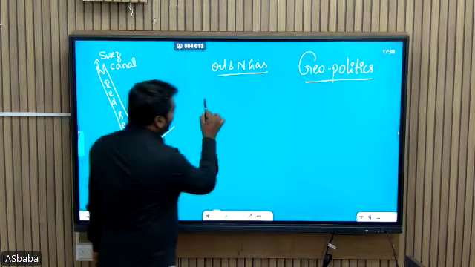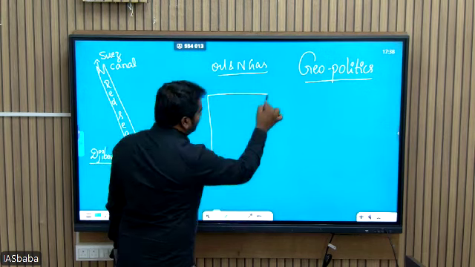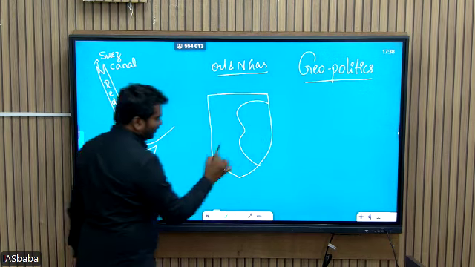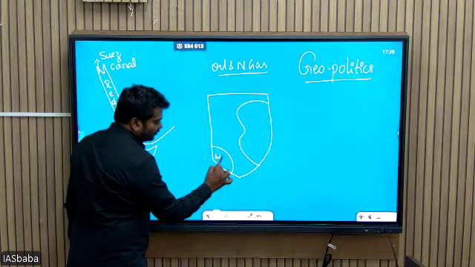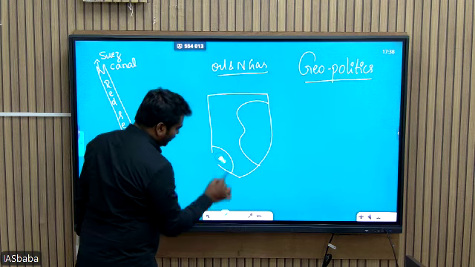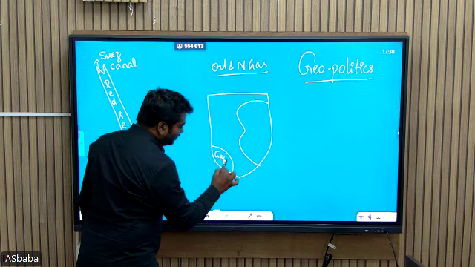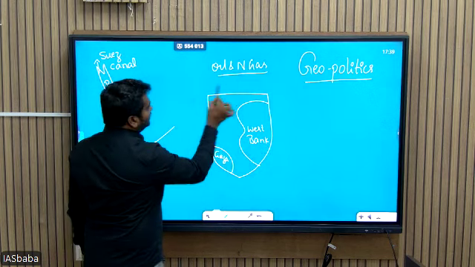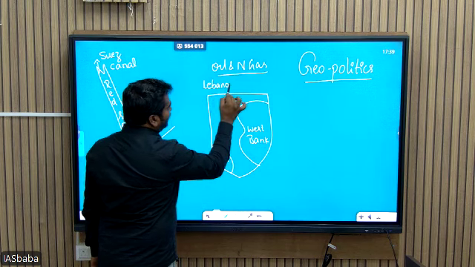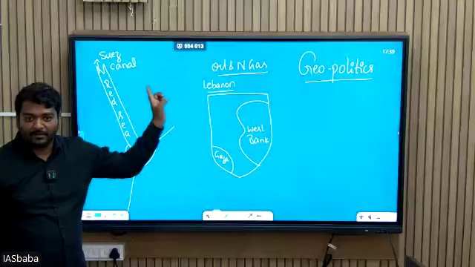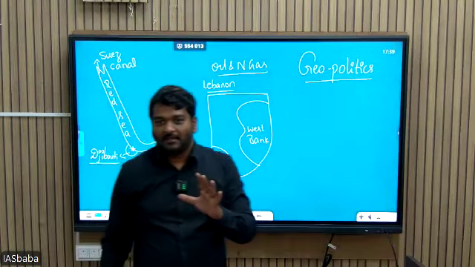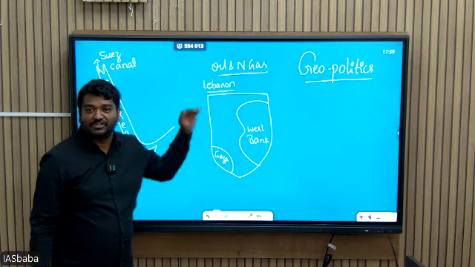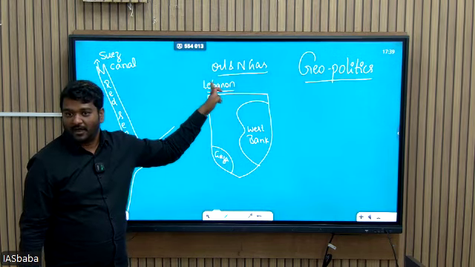For example, if you take Israel, Israel is like this. And this part is called Palestine. This part is called Gaza Strip. This part is called West Bank. And in this area, you have a country called Lebanon. Now, in the newspaper today, they have clearly mentioned that in Israel, war is shifting towards north. What is the meaning of war shifting towards north? War is towards Lebanon. And what is happening in Lebanon?